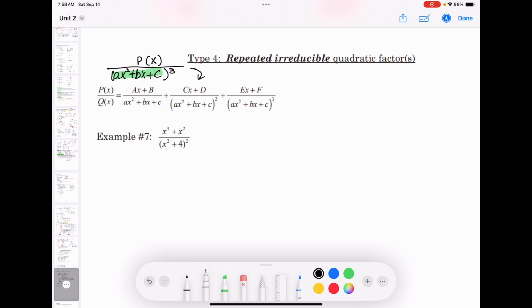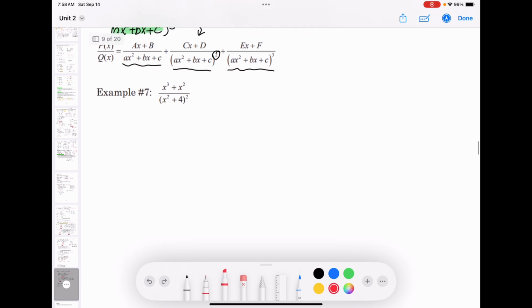The ax squared plus bx plus c. On the top is a linear form, ax plus b, because the bottom is a non-factoring quadratic factor. And then we raise this factor to the second power. The top is also a linear form, cx plus d. And the last one is raised to the third power, until I meet the power 3. So this is the third rational part. The top is also a linear expression, which is ex plus f.